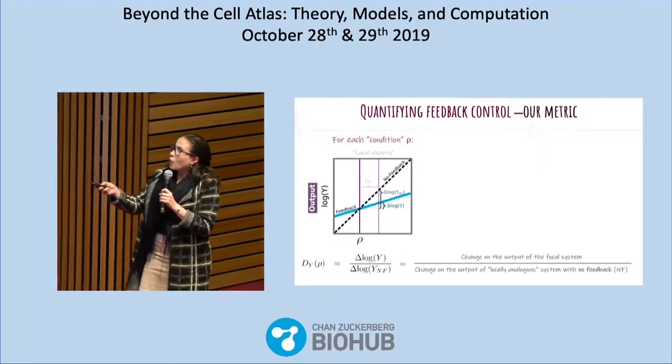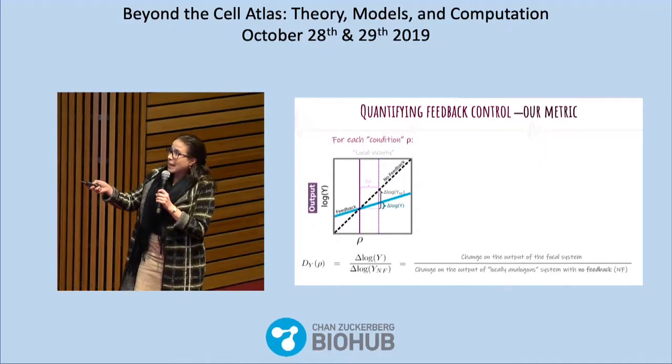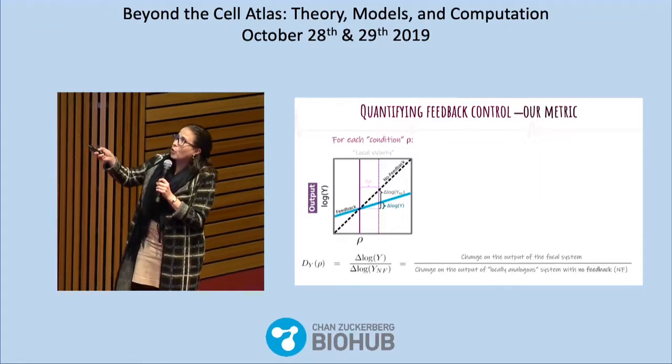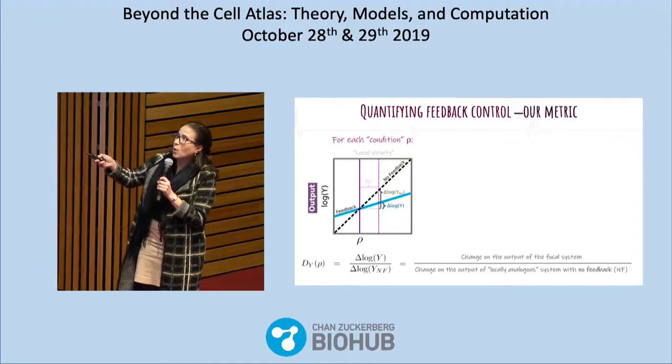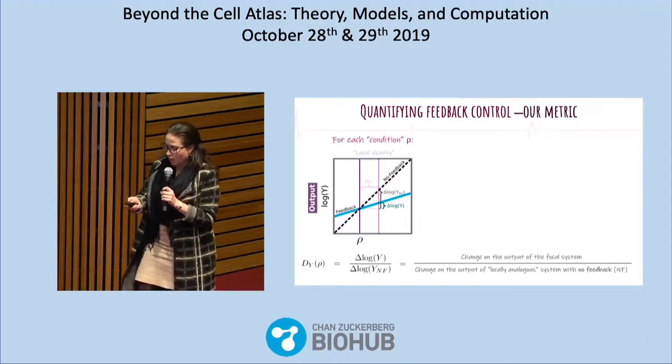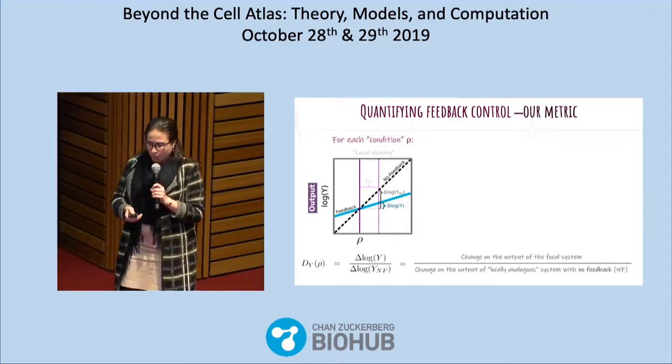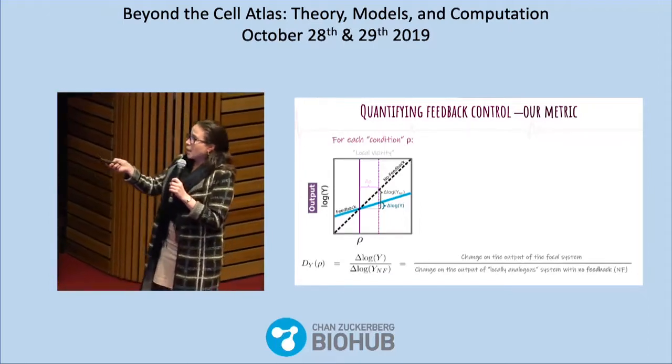So for a feedback control system of interest and a particular condition rho, we have our locally analogous non-feedback system. Then we define our metric simply by having a small perturbation around here, and we divide the change in the output of the system of interest over the change in the output for the locally analogous non-feedback system, and we do this in a logarithmic scale.